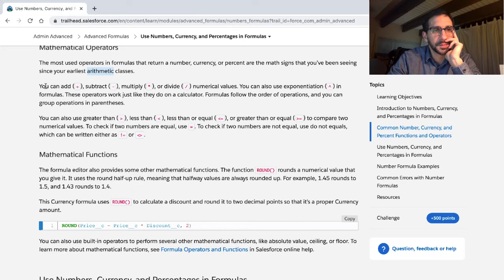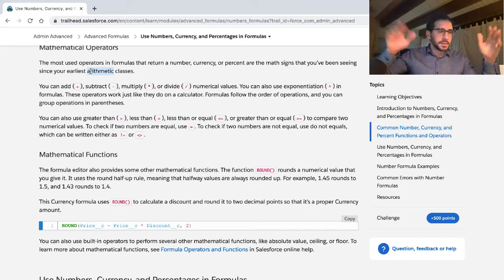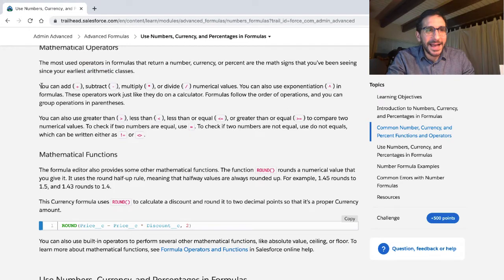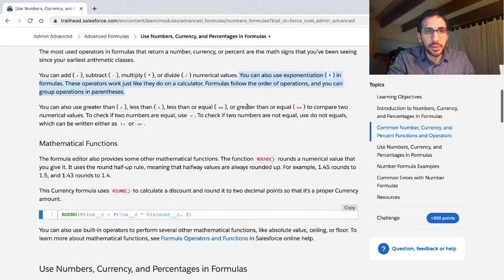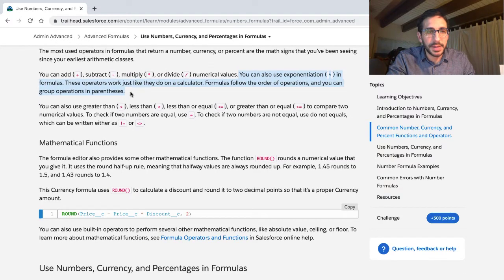Okay, moving on. So arithmetic is specifically about numbers. Math is generally other stuff. You can add with the plus sign, subtract with the subtract sign, multiply, and so on, on numerical values. You can also use exponential. In formulas, these operators work just like they do on a calculator. Formulas follow the order of operations, and you can group operations in parentheses. Order of operations. Shoot, I don't remember that.